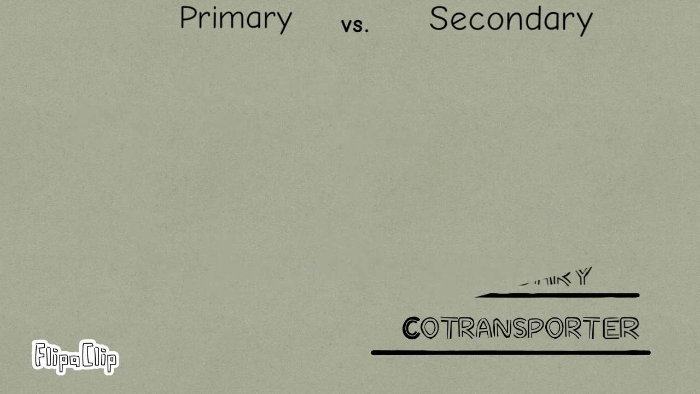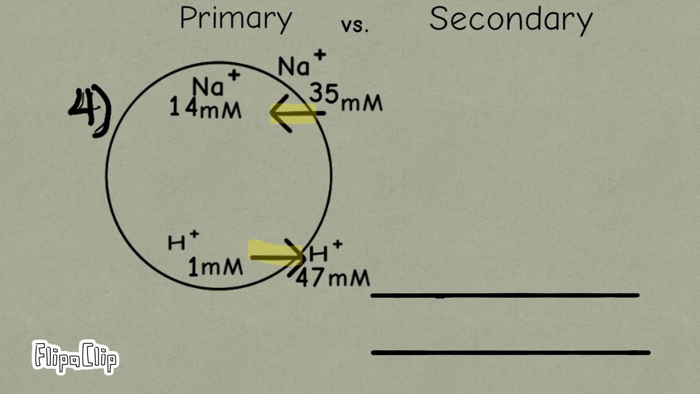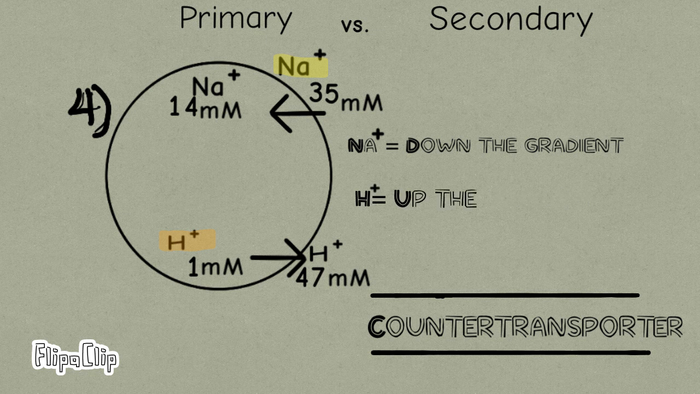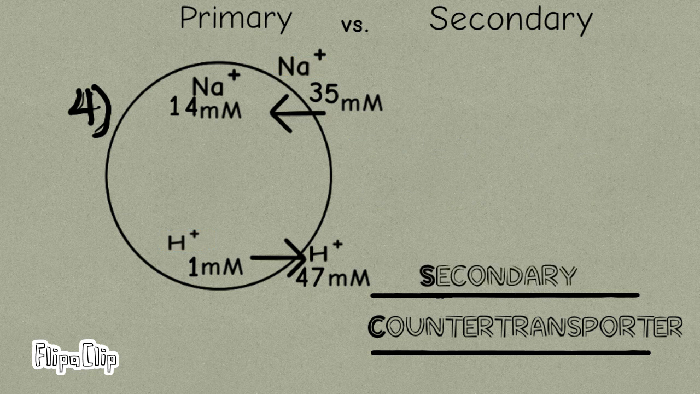As for number 4, the flux of both solutes is in different directions, so this is going to be a countertransporter. Sodium is going down its concentration gradient from 35 to 14 millimolars, and hydrogen is going up its concentration gradient from 1 millimolar to 47 millimolars. So this is a secondary active transporter.